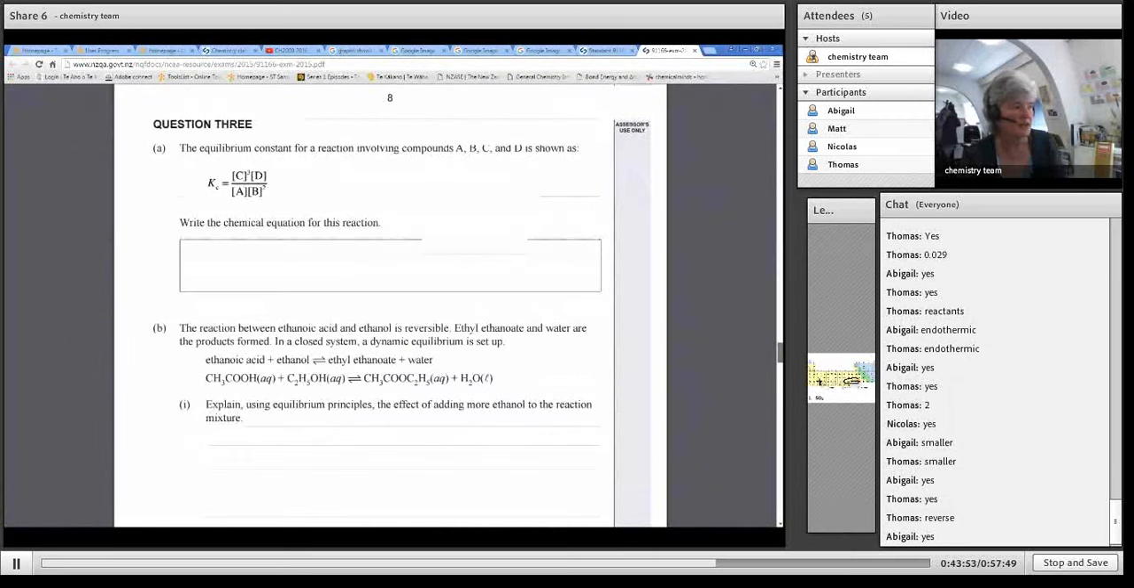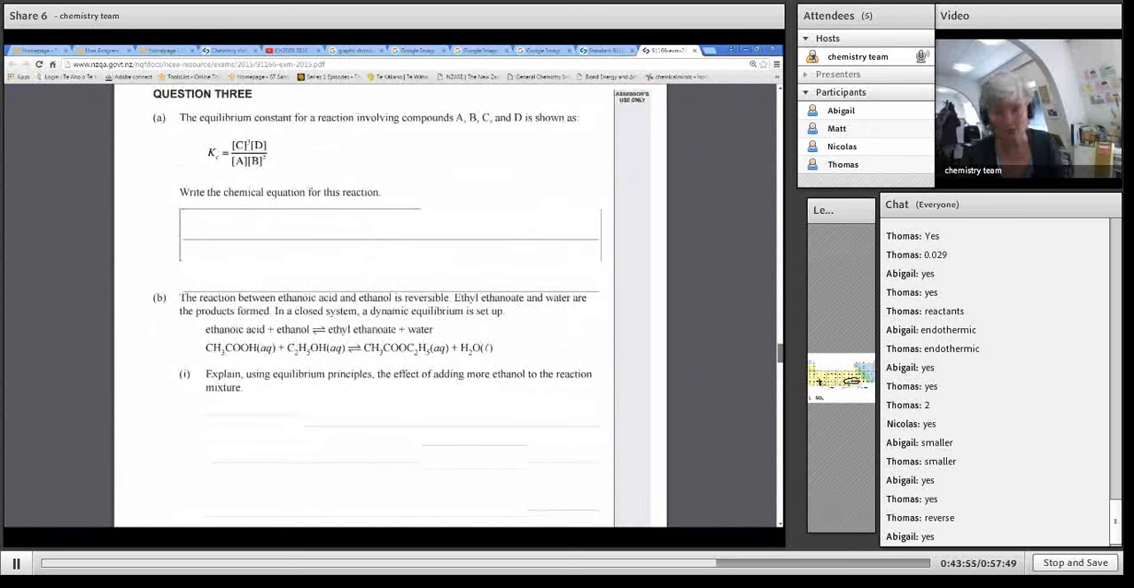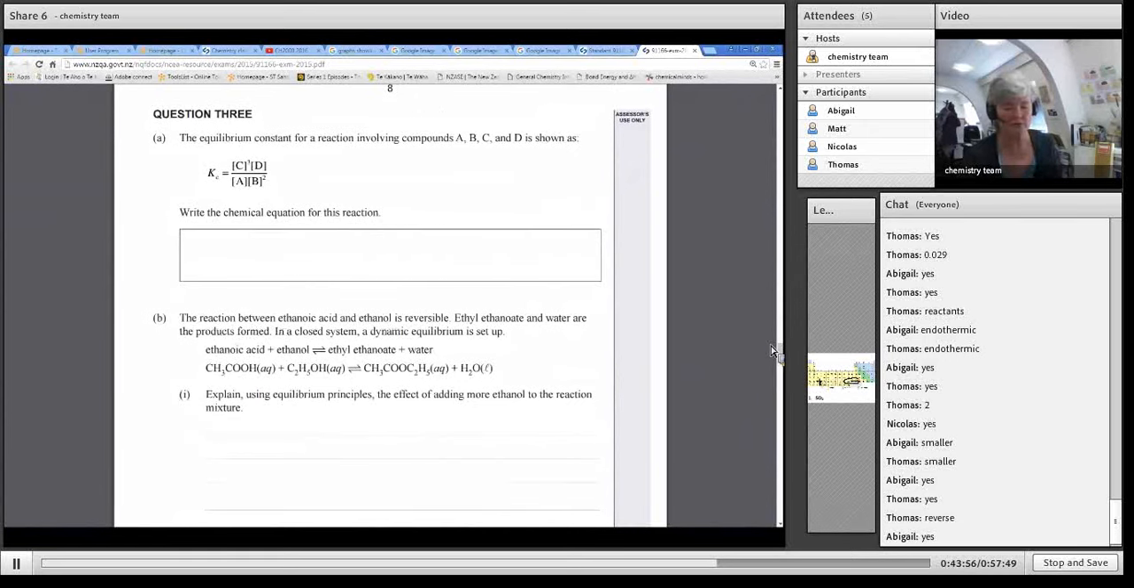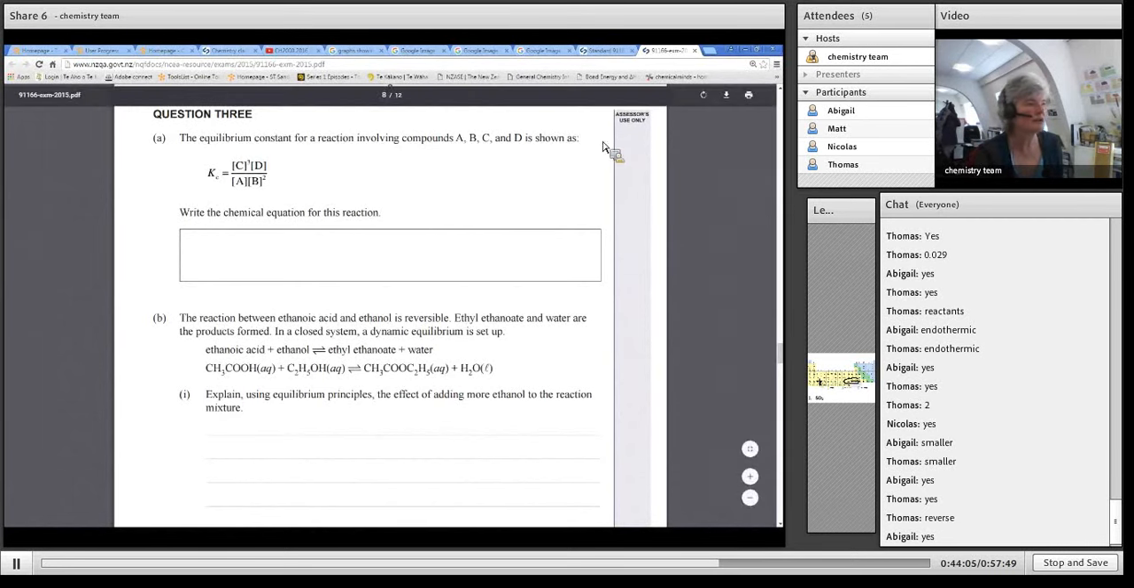Okay, here is what happened last year for an equilibrium reaction. I suddenly realized I actually can't write on this. Okay, but we can still talk about it.